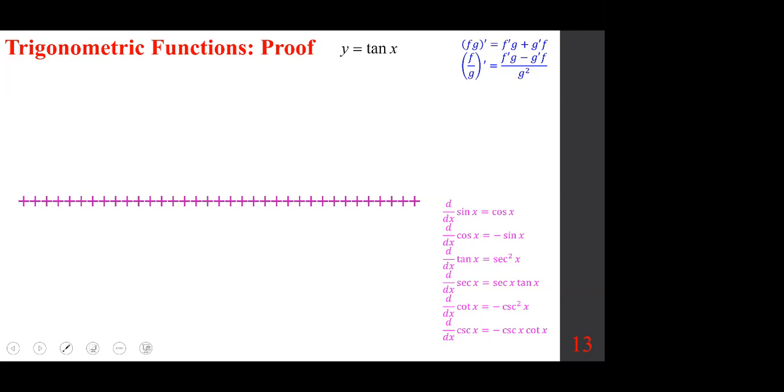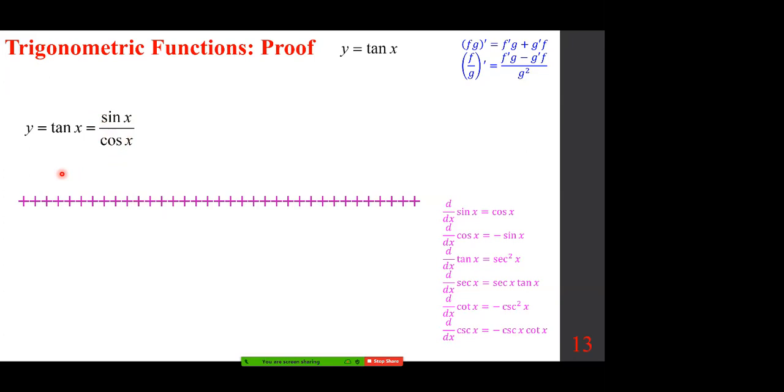Let's look at tangent. Well, what is tangent equal to? One of them is sine x over cosine x. Of course, it's like 1 over cotangent, but another one is sine over cosine. Why are we writing it this way? We are going to use the quotient rule on this to get to the answer. Quotient rule will do the job, everybody.